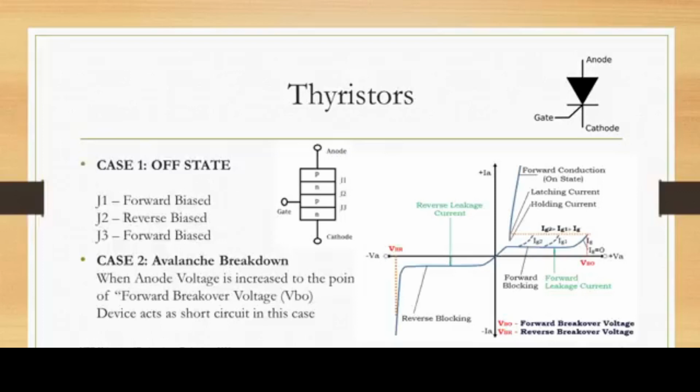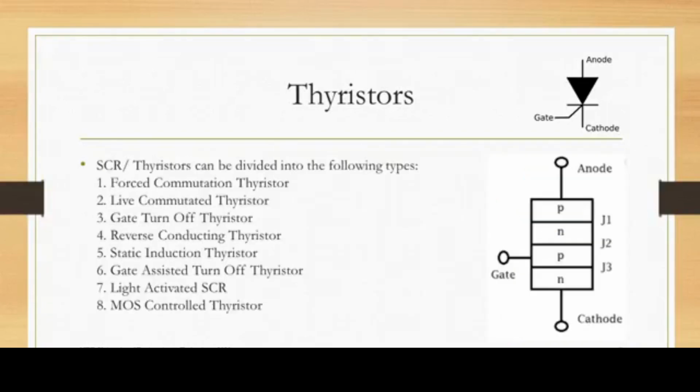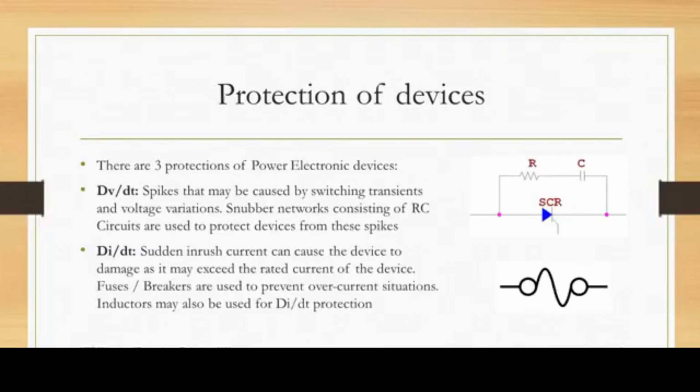These are the respective characteristics which I have explained in my previous lecture. You can go through that previous lecture. These are the different types of thyristors: force commutated thyristor, line commutated thyristor, GTO (gate turn-off), reverse conducting thyristor, SIT (static induction thyristor), gate assisted turn-off thyristor, light activated SCR, and MOS controlled thyristor.